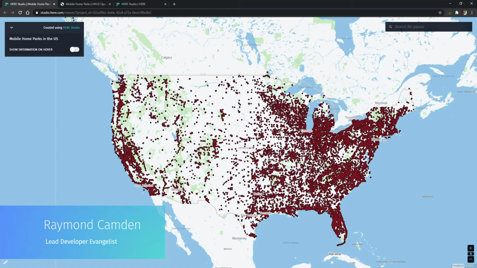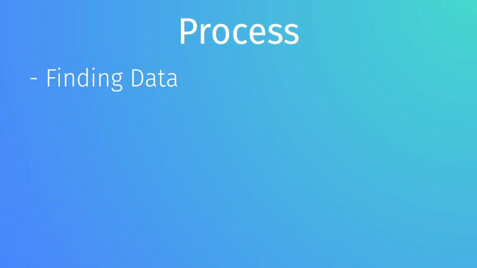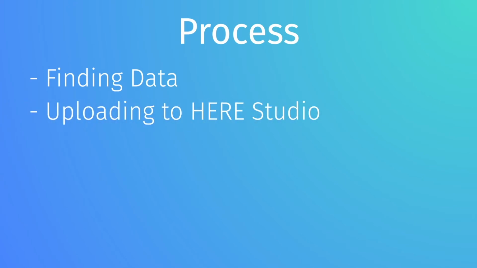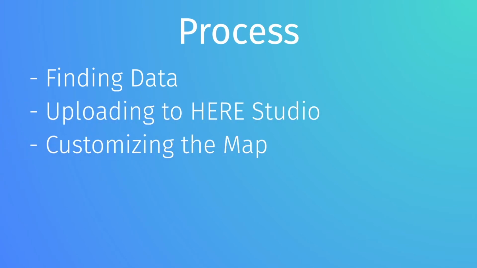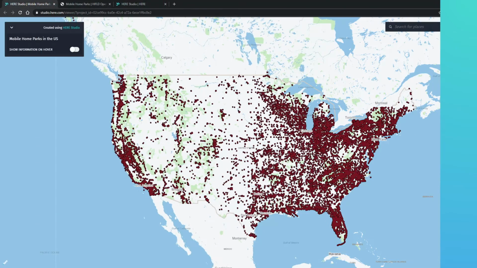Today I'm going to show you a quick demo of building a beautiful map with Here Studio. This is the final product, a map of all the mobile home parks across America. My process was basically finding my data, providing it to Here Studio, customizing the look and feel of the map, and then sharing it publicly. I'll be walking you through this process over the next few minutes.